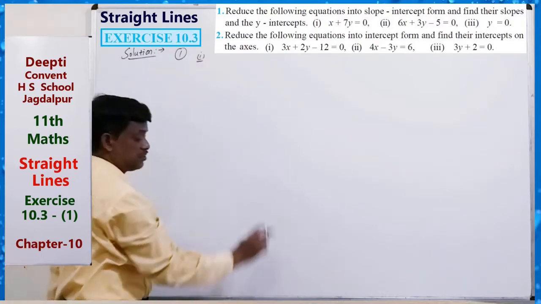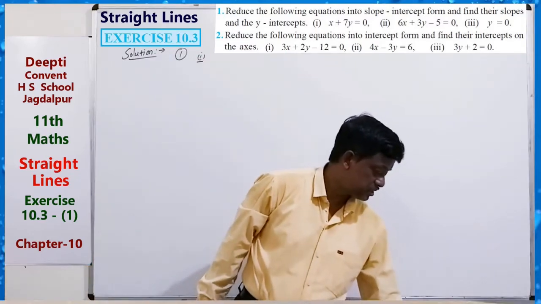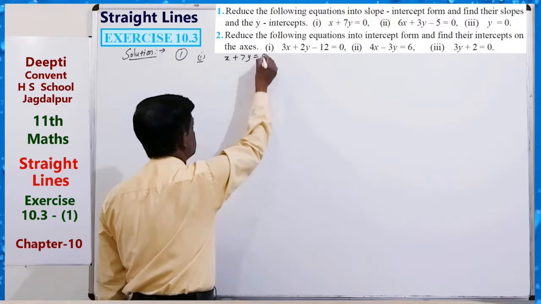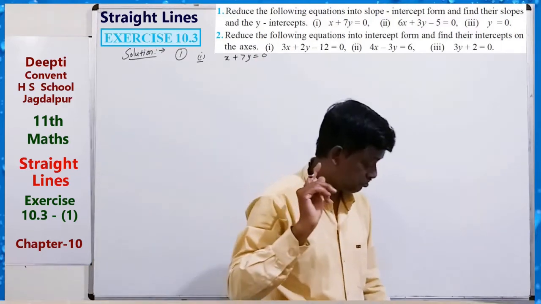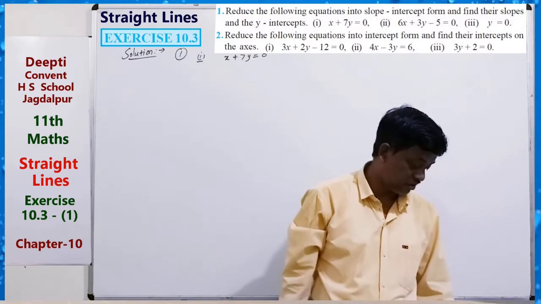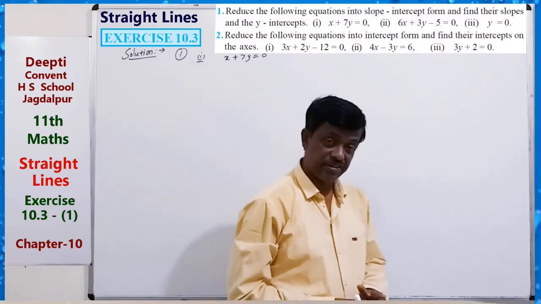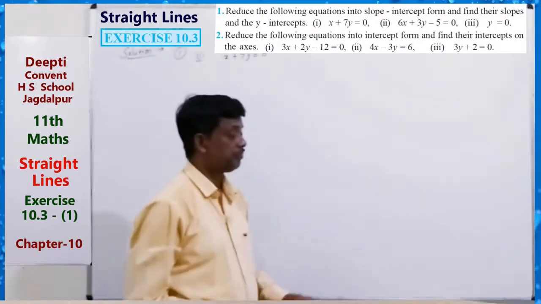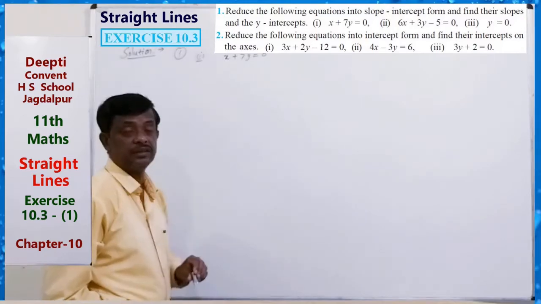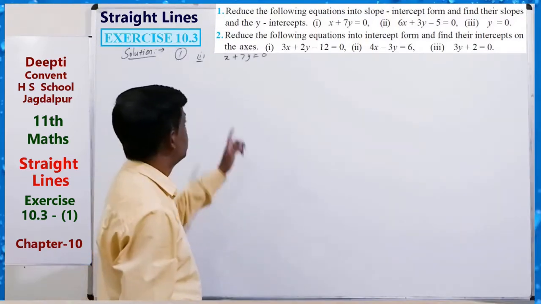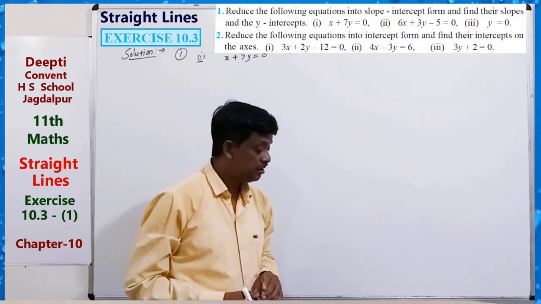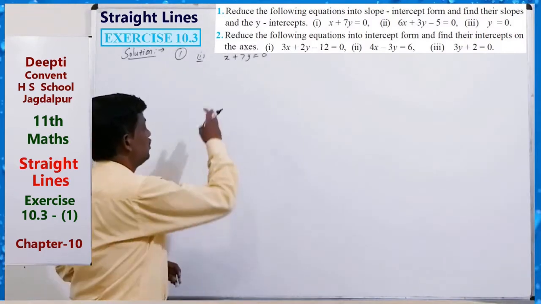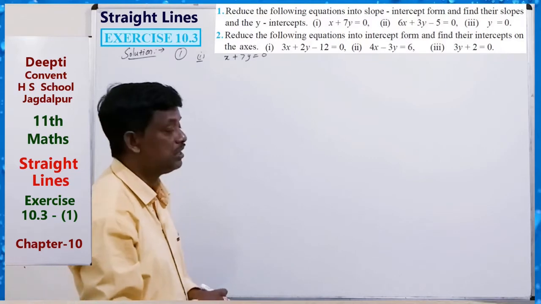Solution. First question: x plus 7y equals 0. I will discuss it in short and you have to write all in detail in your copy, okay? So reduce x plus 7y equals 0 into slope intercept form, and we have to find the slope and y-intercept.